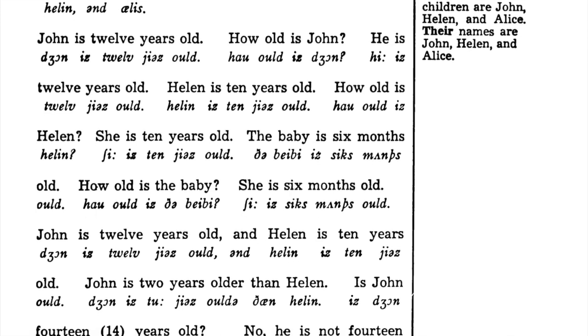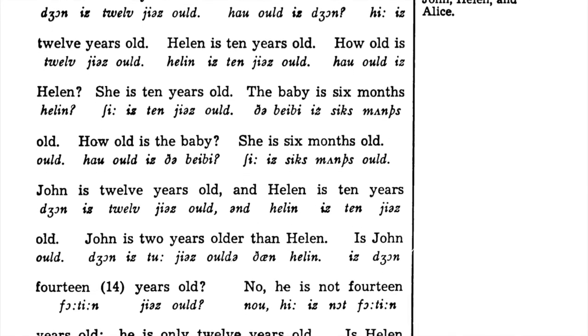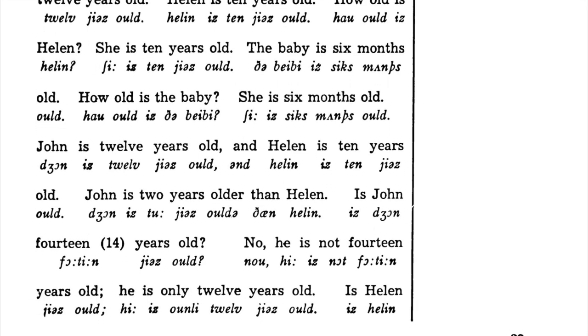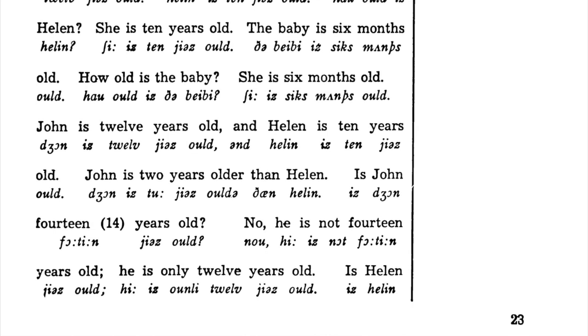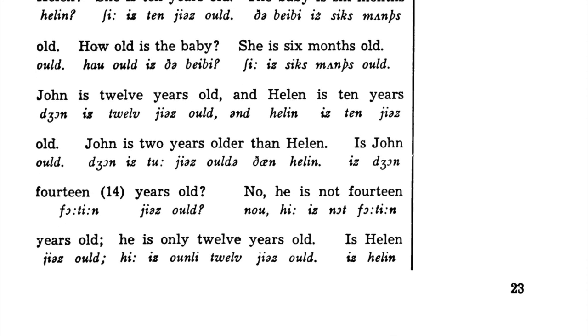The baby is 6 months old. How old is the baby? She is 6 months old. John is 12 years old, and Helen is 10 years old. John is 2 years older than Helen.